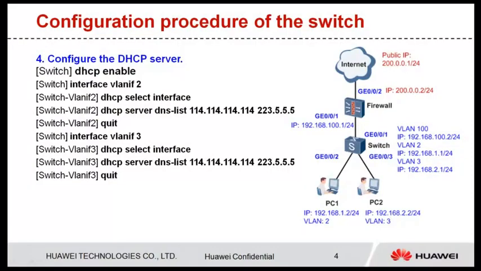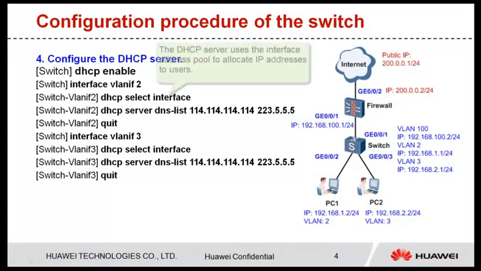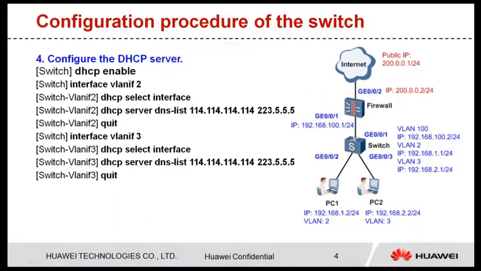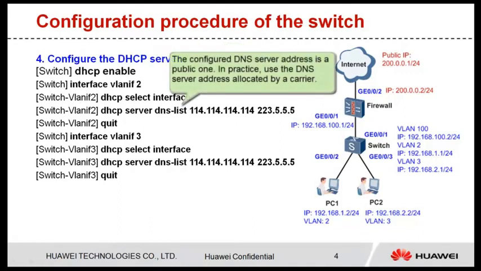Step 4. Configure the DHCP server. The DHCP server uses the interface address pool to allocate IP addresses to users. The configured DNS server address is a public one. In practice, use the DNS server address allocated by a carrier.